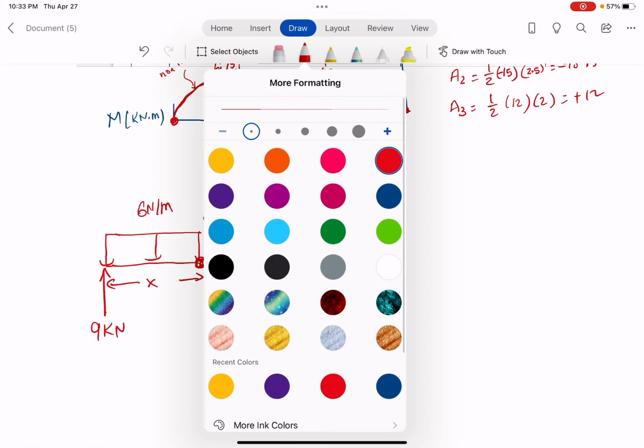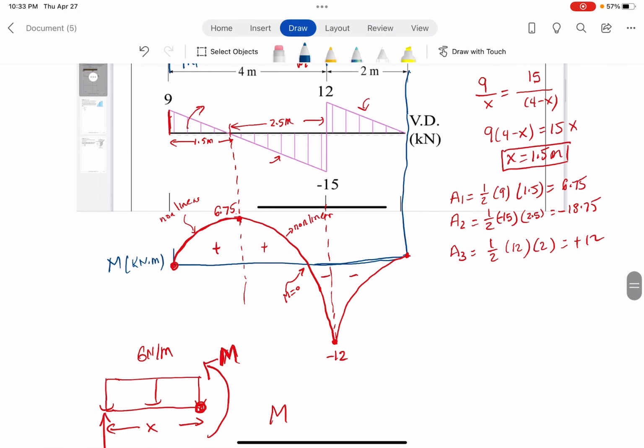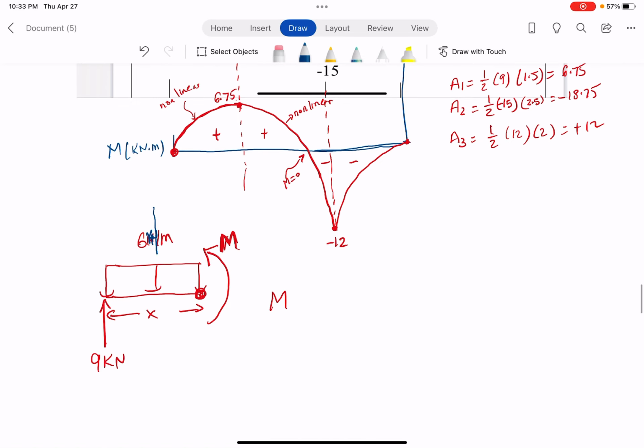And the 6 kilonewton, this is kilonewton. 6 times X, that will give you a point load, 6X. And this distance is X over 2. Okay, so moment, which is a positive moment, and plus the 6X will do a positive moment times X over 2. And this force will do a negative, minus 9, distance is X, equal to 0.